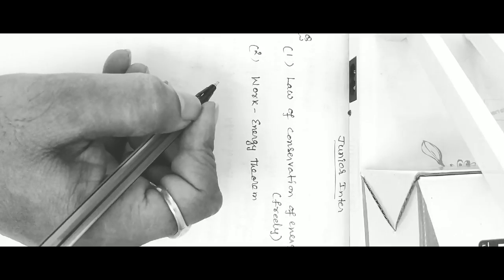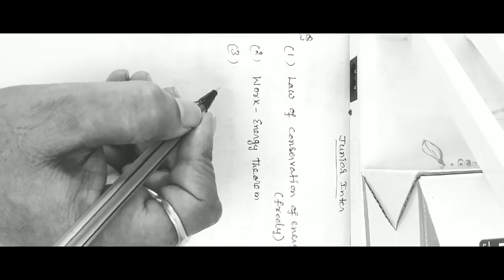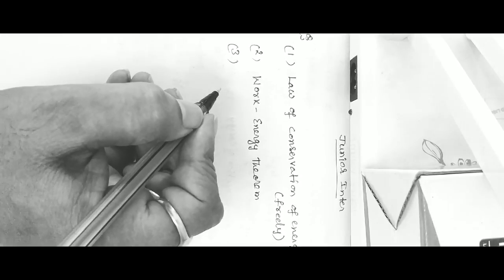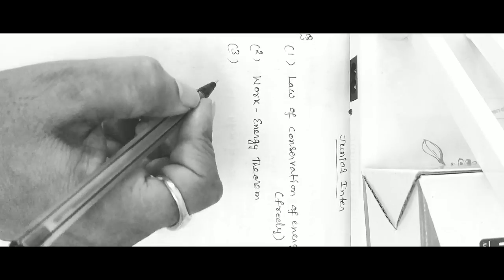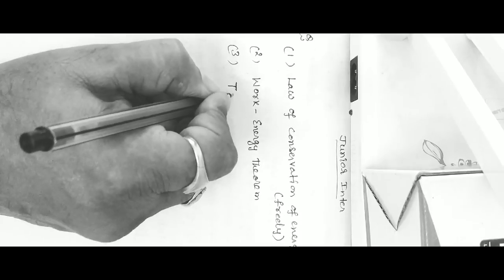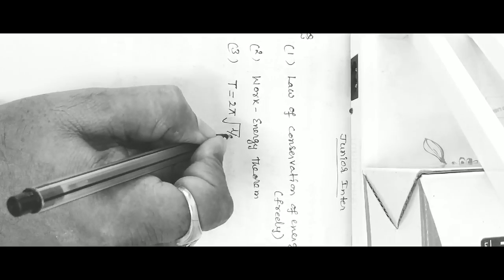Next we have third question. Show that the motion of a simple pendulum is simple harmonic and hence derive an equation for time period. What is seconds pendulum? So, time period of a pendulum derivation: T is equal to 2 pi into root of L by g. That is the third important question.